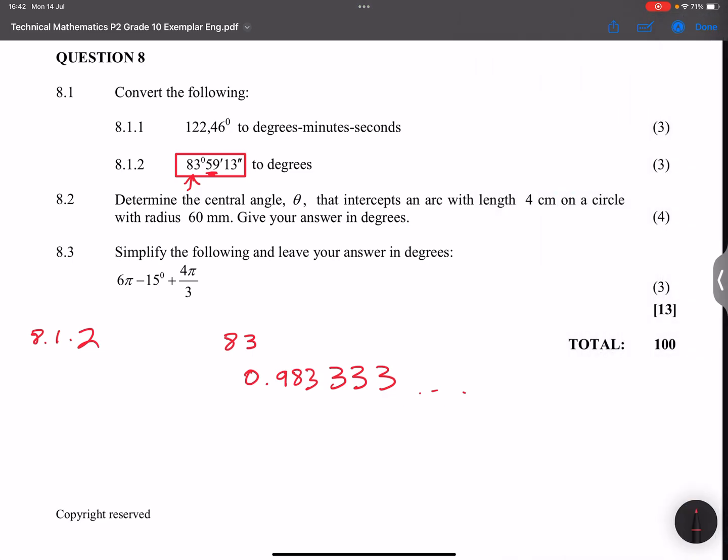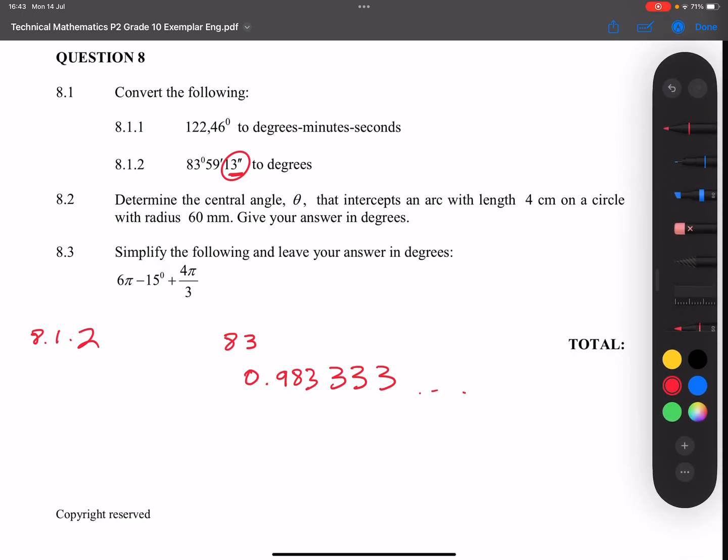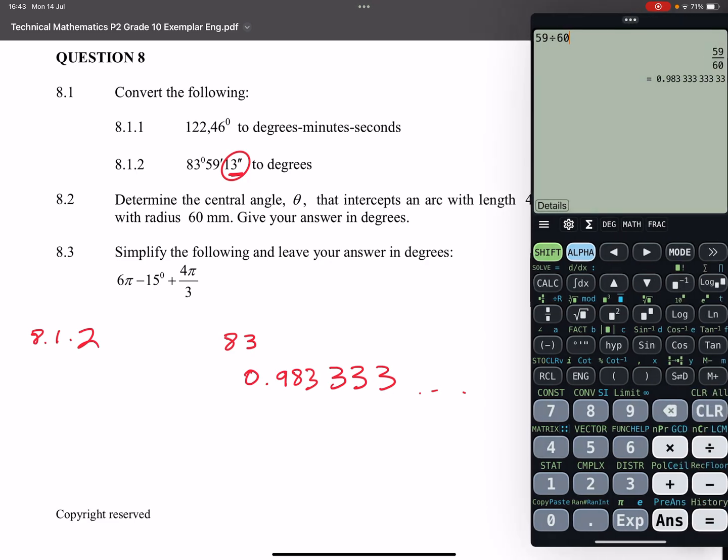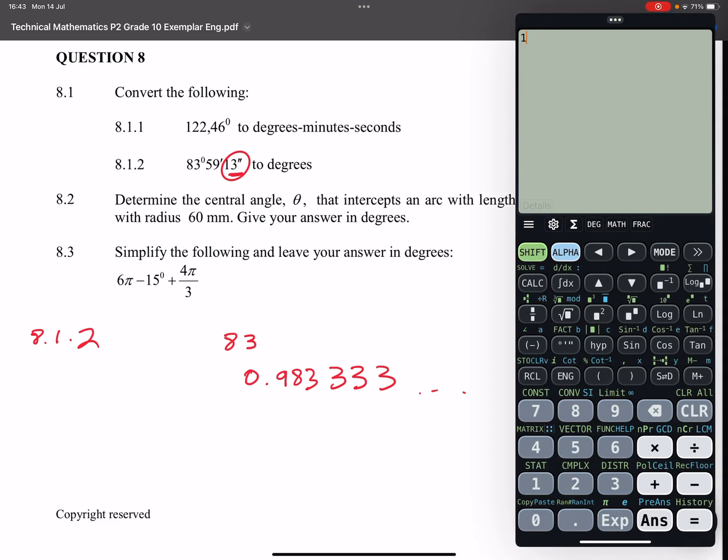Remember you still have the last portion, which is the seconds. What did we do to get that? We took that and divided again by 60. So for the seconds, I'm now going to divide by 60 times 60, which is 3,600. So we've got 13 divided by 3,600, and that gives us 0.003611 and so on.